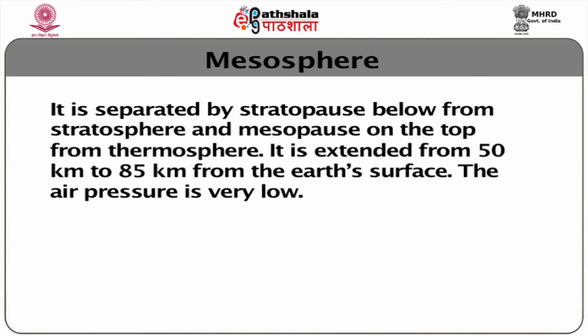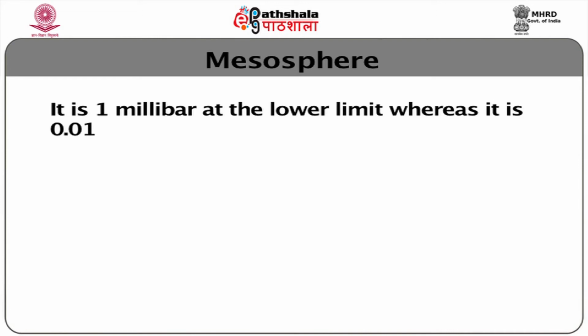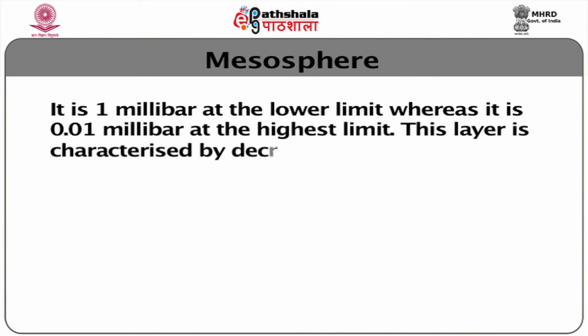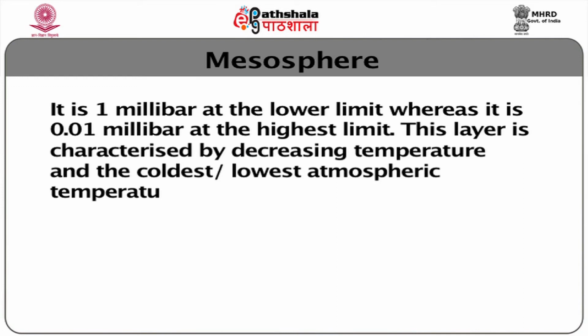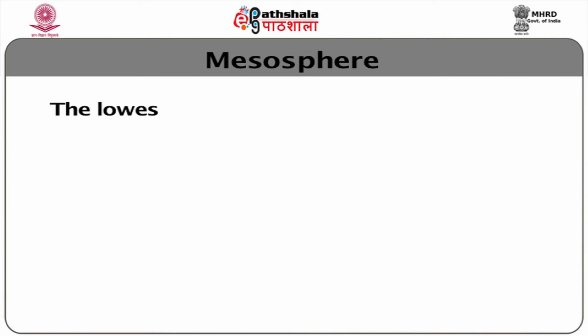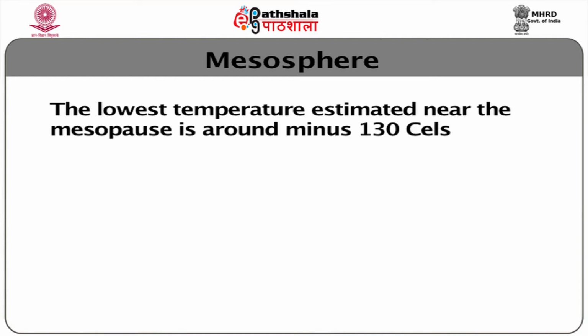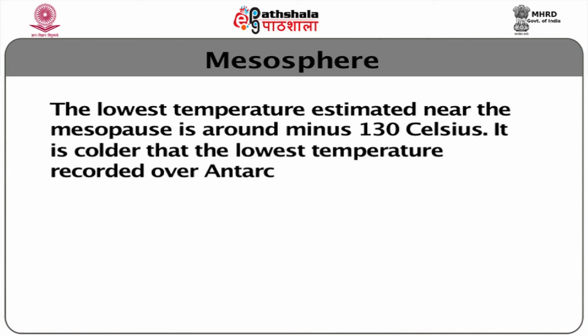The air pressure is very low. It is 1 millibar at the lower limit, whereas it is 0.01 millibar at the highest level. The layer is characterized by decreasing temperature, and the lowest atmospheric temperature is recorded in this layer. The lowest temperature estimated near the mesopause is around minus 130 degrees Celsius. It is colder than the lowest temperature recorded over Antarctica.